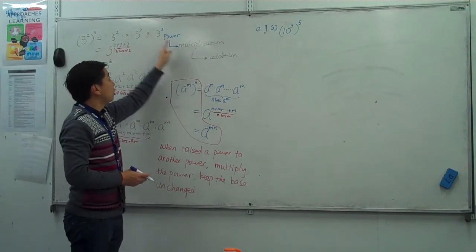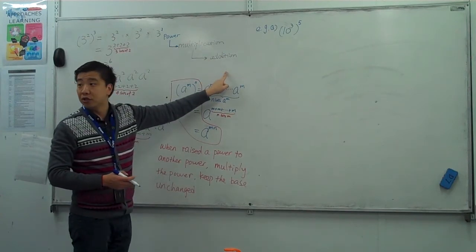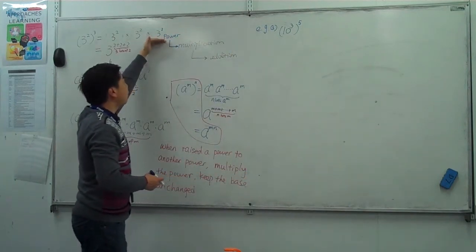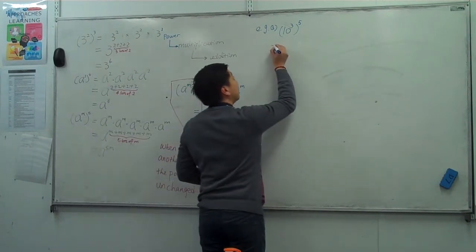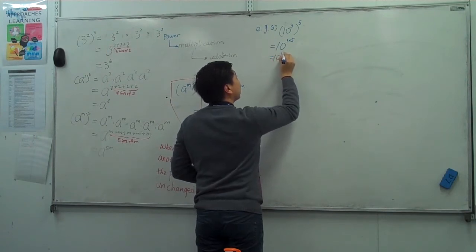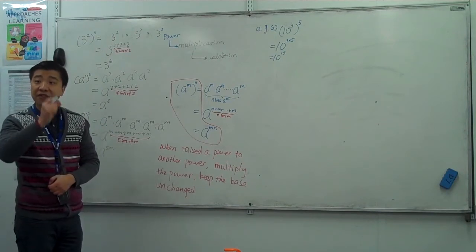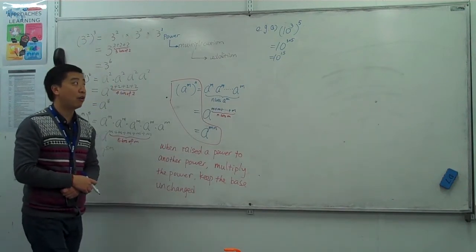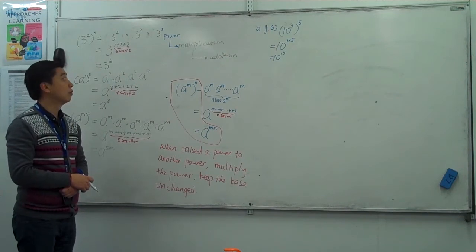So, for the question, what is the question? Is it the power question, the multiplication question, or the addition question? It's a power question. Okay? So, if you have the power question, what do you do for the power? You do multiplication. So, the answer is 10 to the power of 15. That means you have 15 lots of 0 after 1. Okay, that's 10 to the power of 15.